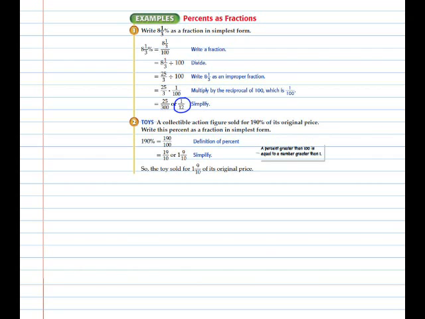A collectible action figure sold for 190% of its original value. Write this percent as a fraction in simplest form. Again, percent means per 100, so it's 190 over 100. I simplify that by dividing the numerator and denominator by 10. Then I rewrite my 19/10, which is an improper fraction, as a mixed number, 1 9/10. So 1 9/10 is 190% as a fraction in simplest form. In this case, a mixed number in simplest form.